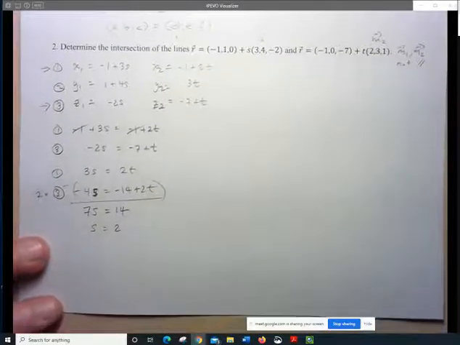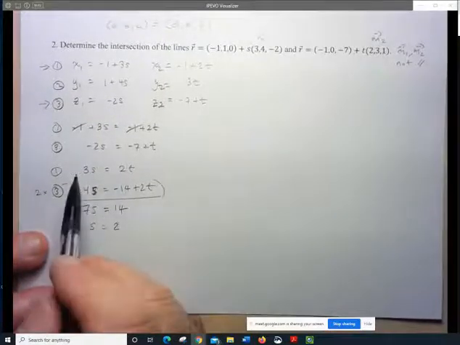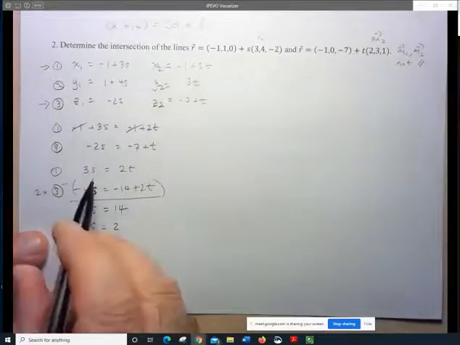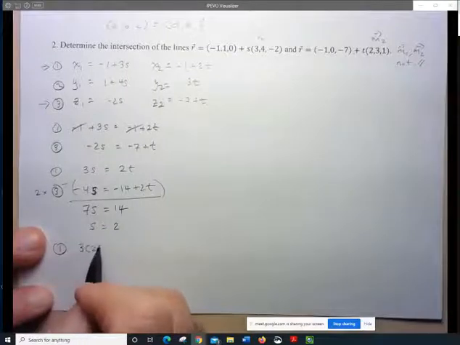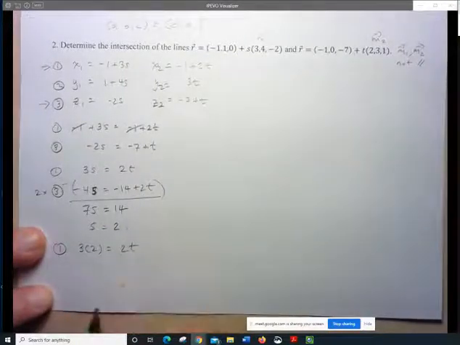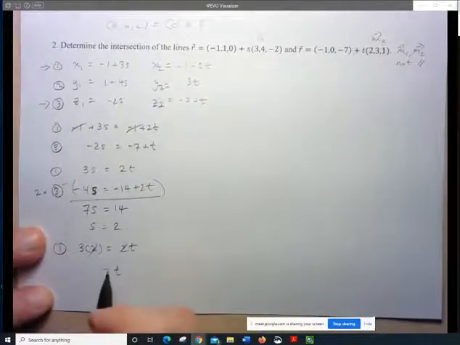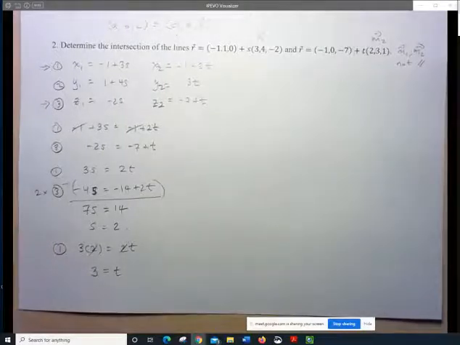Okay, and now let's use maybe equation 1 here to solve for t. So 3 times 2 is equal to 2 times t. The 2's cancel out. There you go. t is equal to 3.